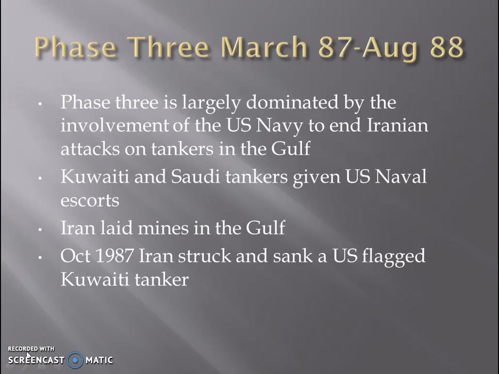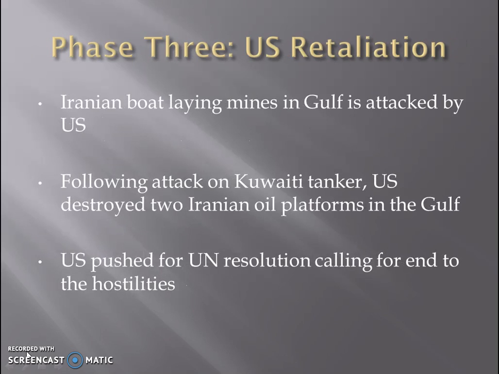And so the U.S. agreed to flag Kuwaiti tankers as their own, as well as provide U.S. naval escorts to them. They also extended the same courtesy to Saudi tankers. In retaliation to this, Iran then lays mines throughout the Gulf, and even in October of 1987 gained the courage to attack and sink a Kuwaiti tanker that was flagged as a U.S. ship. Of course, the U.S. retaliated to all of this.